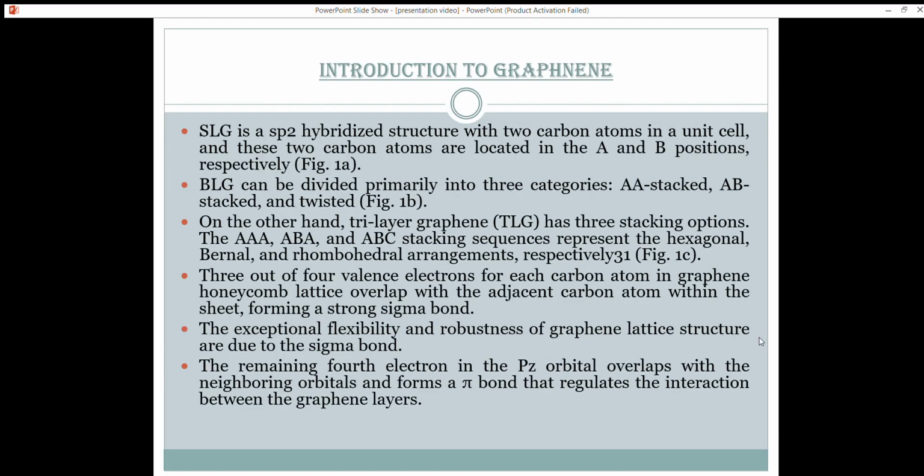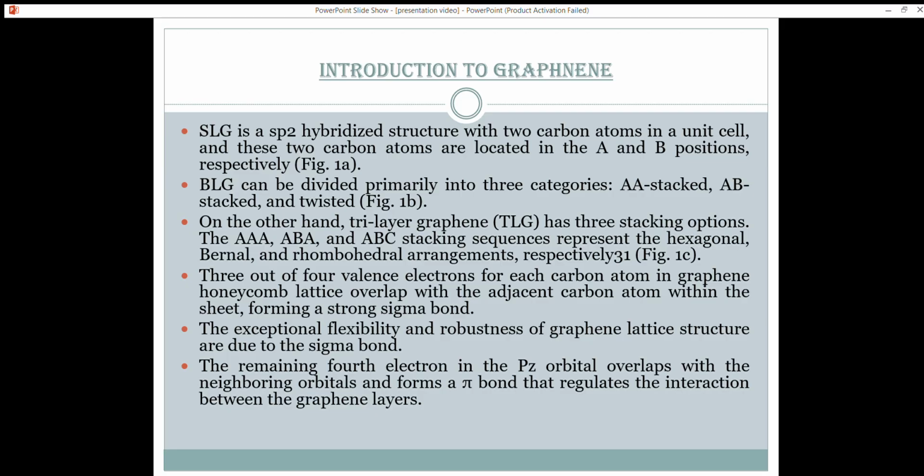So what is graphene? Graphene is basically an sp2 hybridized structure with two carbon atoms in a unit cell. This SLG stands for single layer graphene. So this is an sp2 hybridized structure which has two carbon atoms in a unit cell. These two carbon atoms are located in A and B positions respectively, which we will see in the figure.